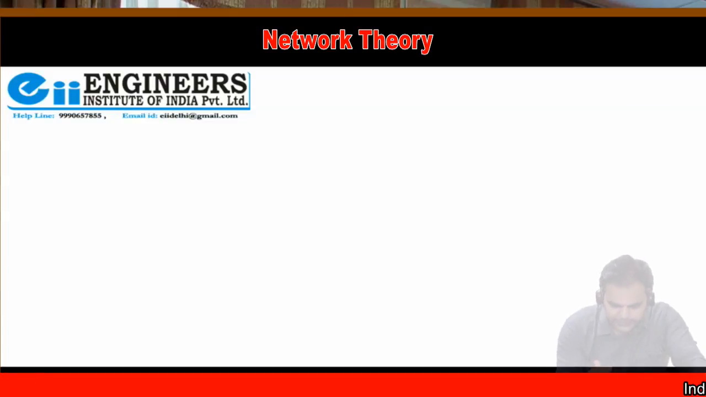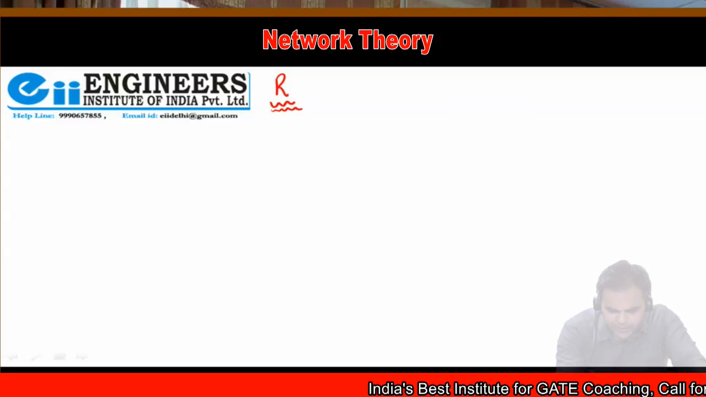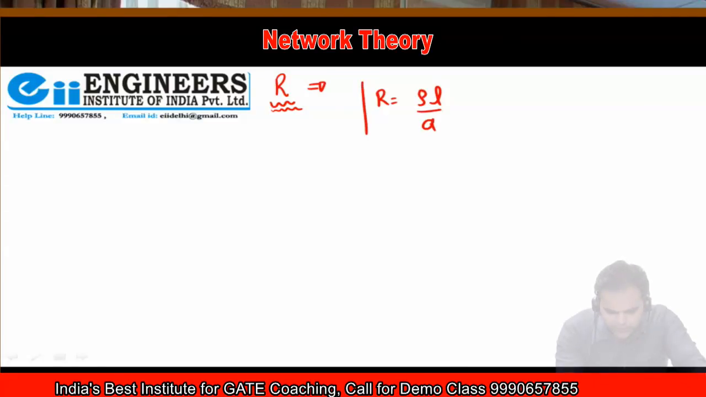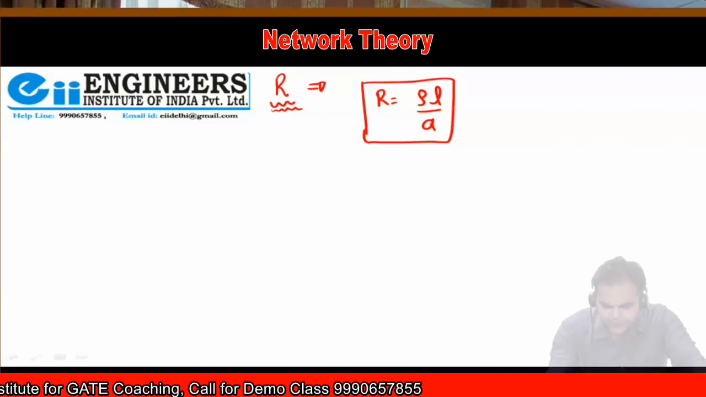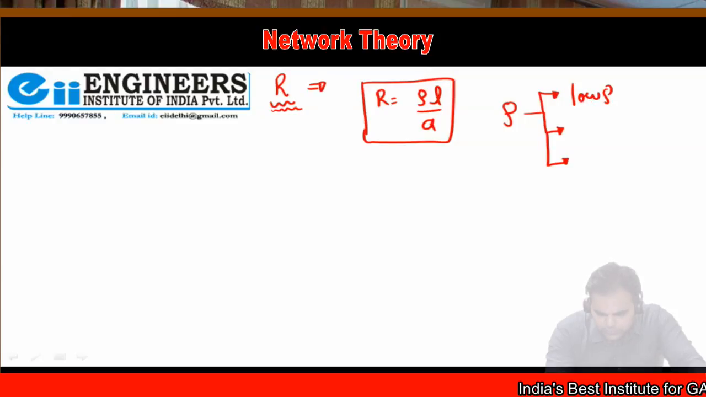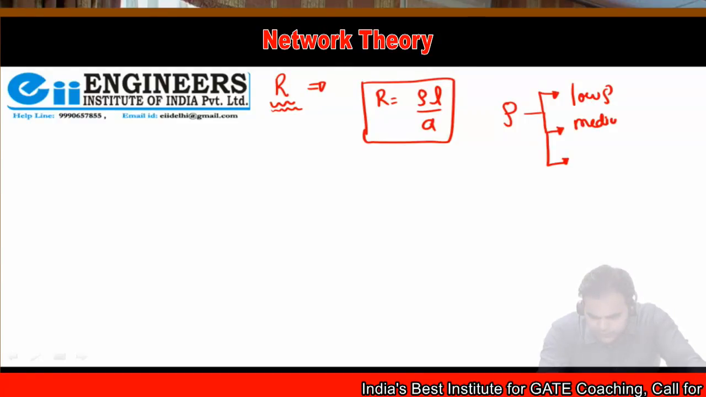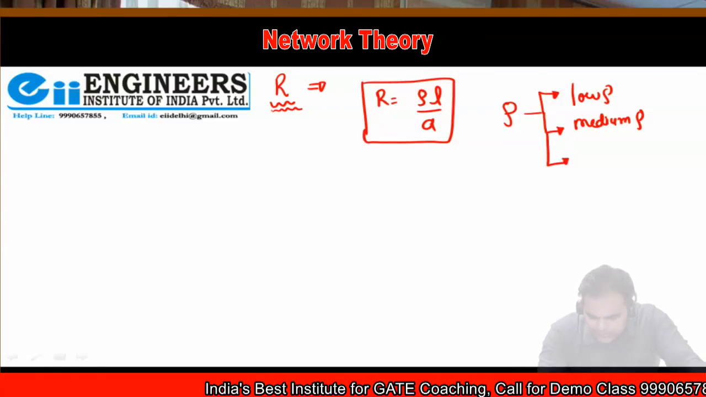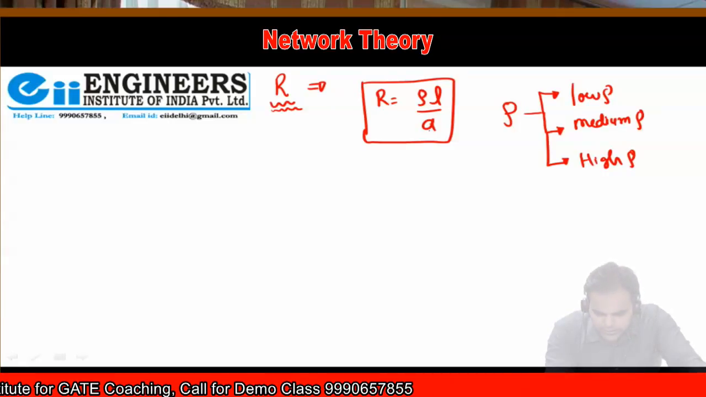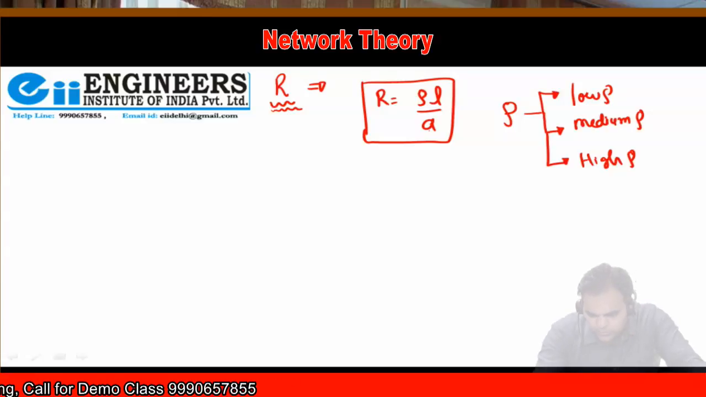Now next we discuss the simple resistor. What is a resistor? You know the formula of resistance is R equals rho L by A, where rho is the resistivity. On the basis of rho, there are three types of resistor: low rho, medium rho, and high rho.